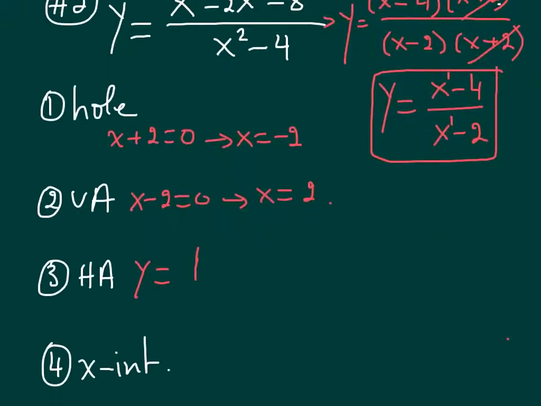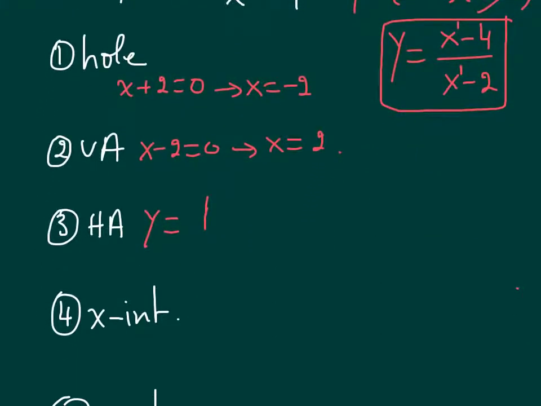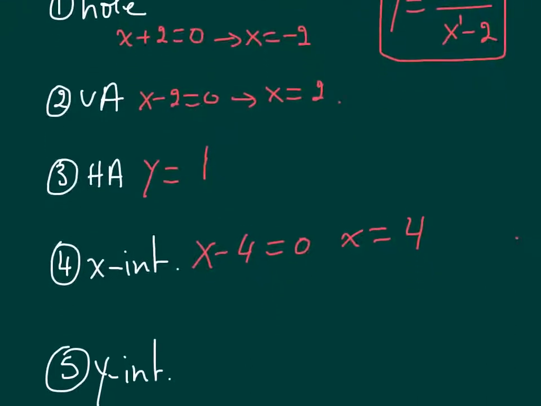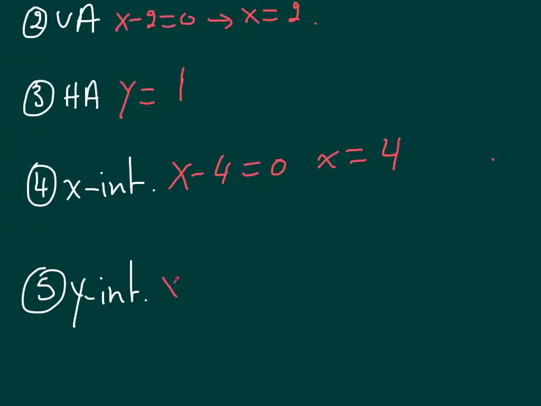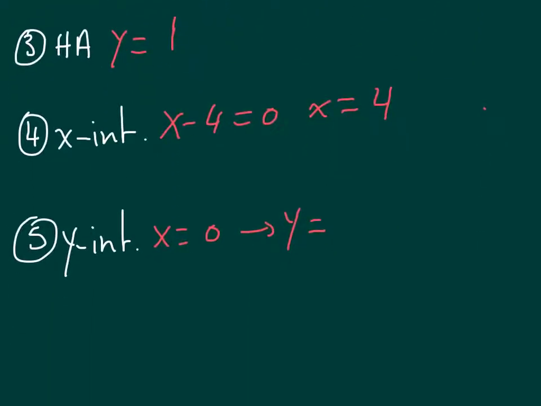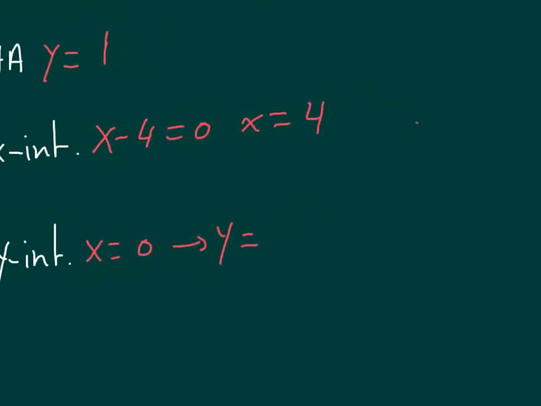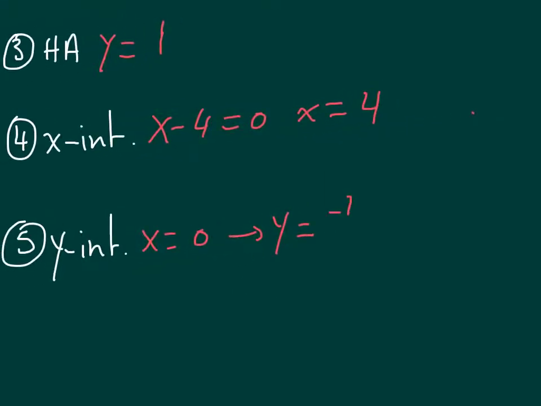Next, we're going to look at the x-intercept. For the x-intercept, we make the numerator equal to 0, and in that case, x equals 4. And for the y-intercept, we're going to put x equal to 0. So if x equals 0, that means y equals, I forgot the function, x minus 4 over x minus 2, so that will be -4 over -2, or simply 2. All right, we have all the parts that we need.